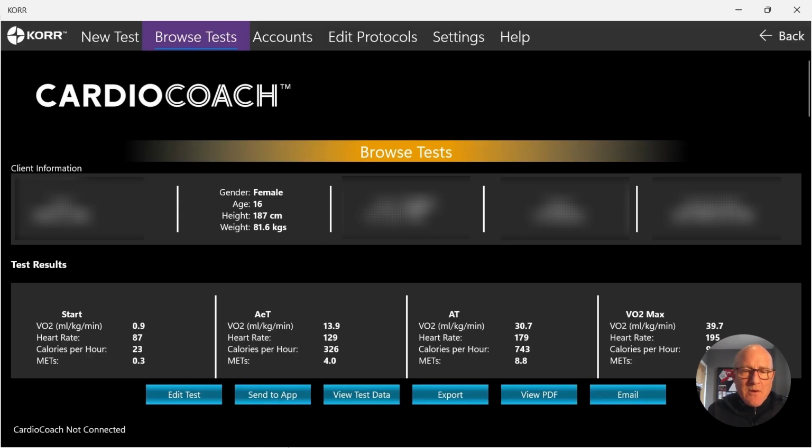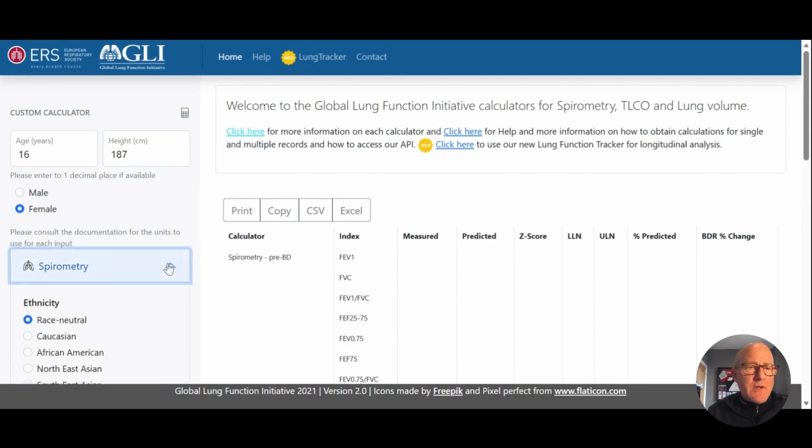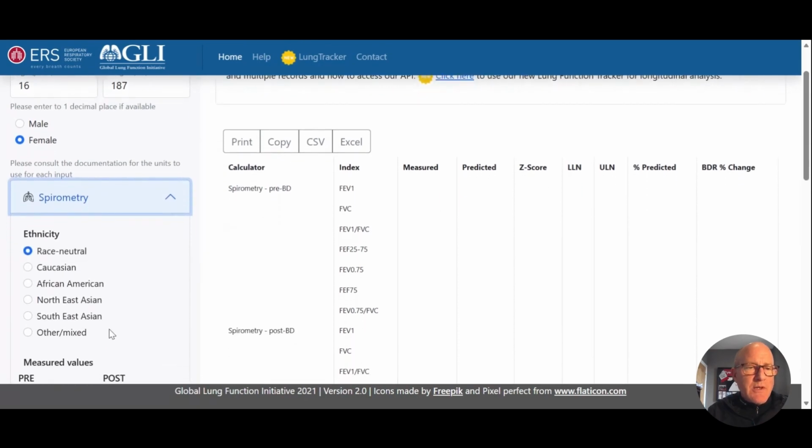So what we're going to do now is we need a set of norms. The best set of norms for respiratory data is the GLI, or the Global Lung Function Initiative, with hundreds of thousands of people. All you have to do in here is, we stated that she was 16 and 187 centimeters and female. If you look underneath, if you hit spirometry, you could also hit their ethnicity. In this particular case, it's an African American female.